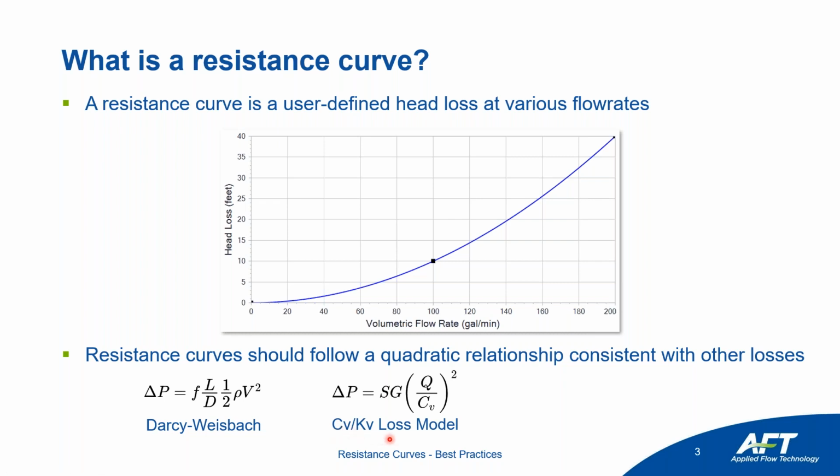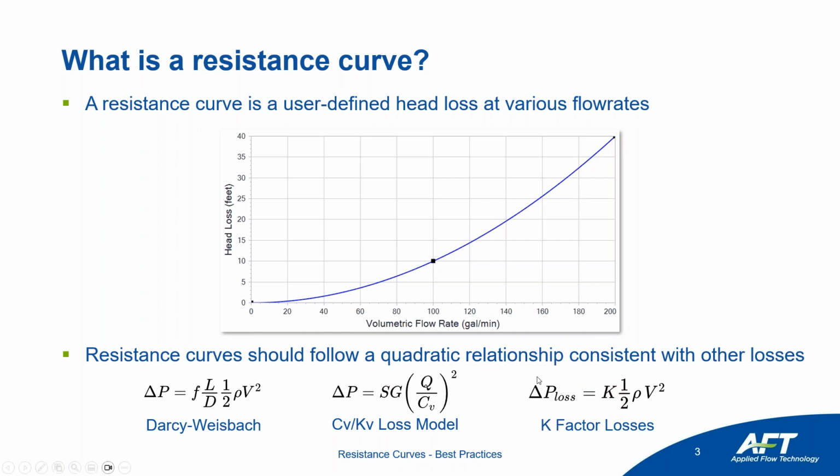The CV and KV loss model, which is more common in valves, we can see that Q component, which would be here our volumetric flow rate, proportional to that volumetric flow rate. It's that component squared that's equal to our pressure loss. So again, doubling our flow rate should quadruple our pressure loss. Finally, we see that same relationship with K factor losses, where we can also take a resistance curve that we've defined, and we can also define a K factor and define our components in that way.